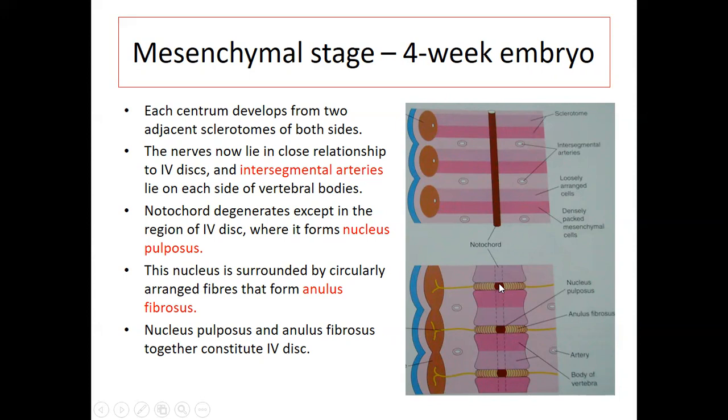The part of the notochord retained, this nucleus, is surrounded by the circularly arranged annulus fibrosus. The yellow colored structure here represents the annulus fibrosus. The dark colored round structure here represents the nucleus pulposus. The nucleus pulposus and annulus fibrosus together form the intervertebral disc. It's very easy, right? This is the mesenchymal stage that happens at 4 weeks of the embryo.